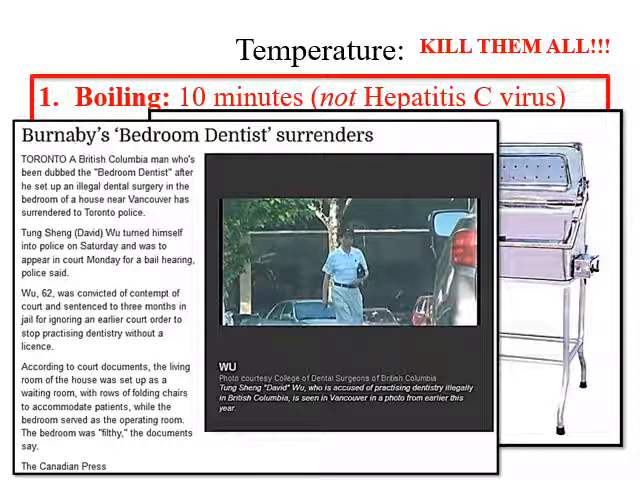After this guy was discovered, he escaped to Toronto, but he was captured in Toronto, and the police went on television and made an announcement that all of his customers should be checked for HIV and hepatitis C because he did not have an autoclave. He was just boiling the instruments.